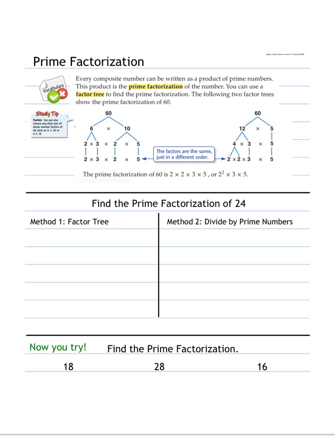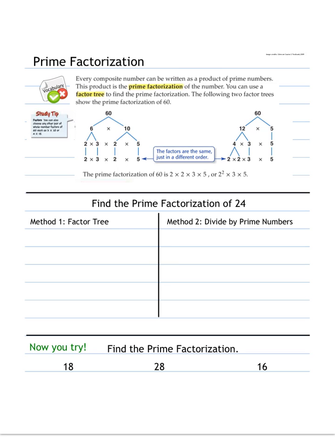Okay, so now we are looking at the prime factorization, which tells us that we are breaking it into prime numbers here. Every composite number can be written as a product of prime numbers. This product is the prime factorization of the number, and we are using these factor trees in order to do that. Okay, so here's an example: we are taking 60, and we are breaking it down until all we have is prime numbers left.